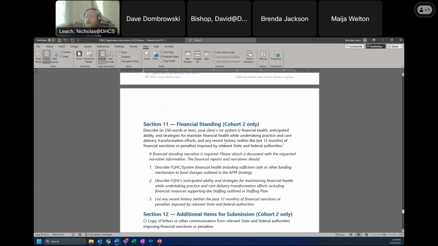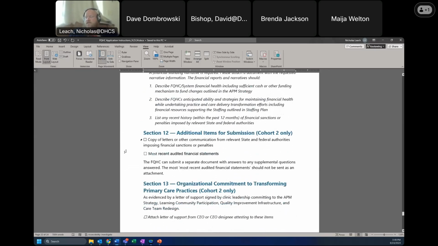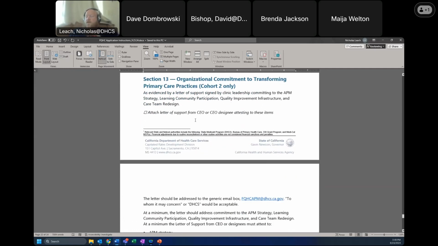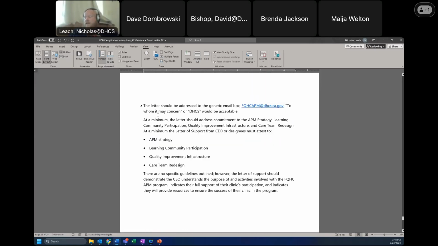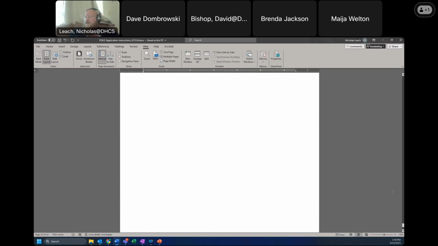Keep going. We have section 11, which is talking about your financial standing. So these all talk about the narrative portions, what you need to include for that piece. And then finally, the last one is the organizational commitment to transforming primary practice, which will include a letter of support from the CEO or the CEO designee attesting to the items. And then here is where everything should be addressed to and sent in. So that is the end of this document.